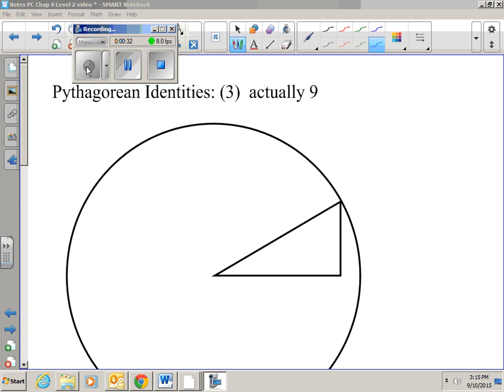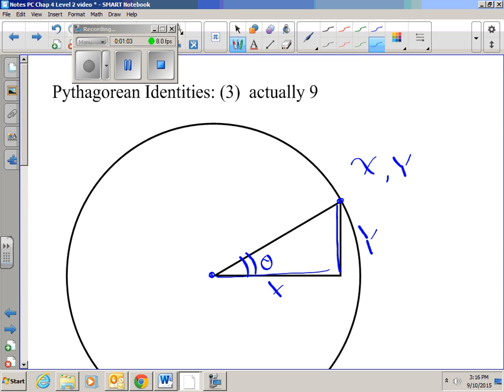Now that you have those first 8 identities written down, there are 3 more important ones called the Pythagorean identities that we're going to talk about right now. You know that on the unit circle, if this angle right here is my theta, this is a right triangle. This ordered pair right here is x comma y. This length right here is x. This length right here is y. This length right here is the radius, which is also 1.